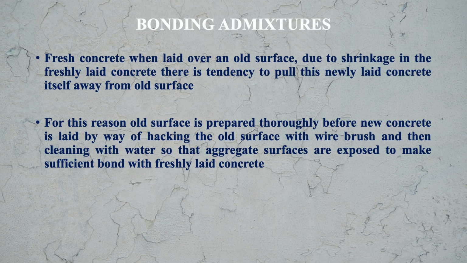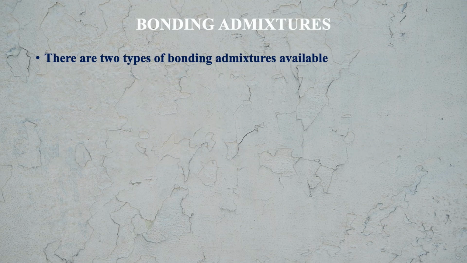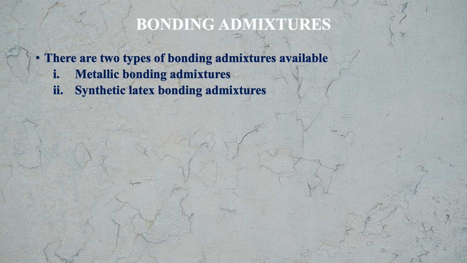For this reason, the old surface is prepared thoroughly before new concrete is laid by way of hacking the old surface with a wire brush. This means scratching of that surface will be done with the help of a wire brush, and then cleaning with water so that aggregate surfaces are exposed to make sufficient bond with freshly laid concrete. There are two types of bonding admixtures available. One is metallic bonding admixtures, another one is synthetic latex bonding admixtures.